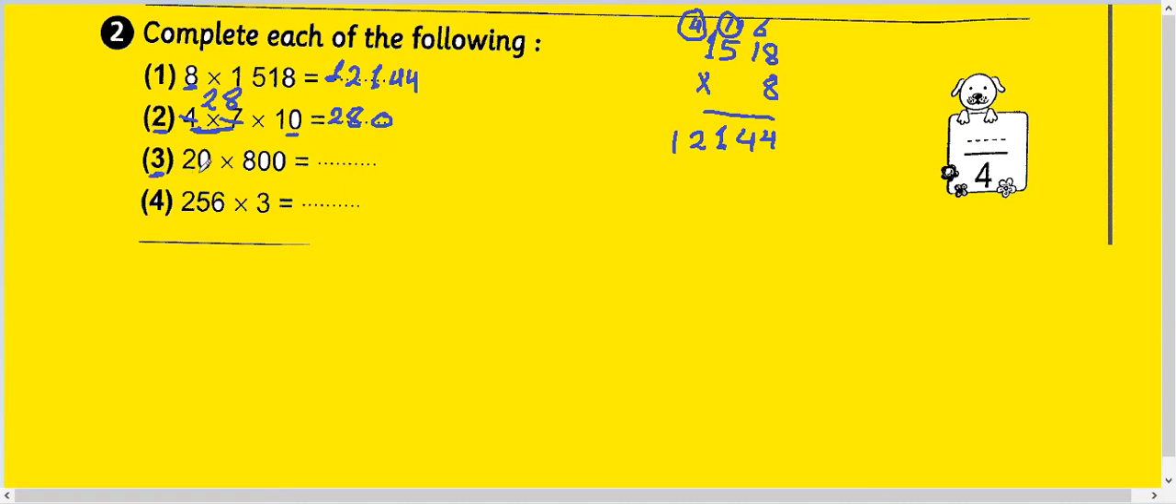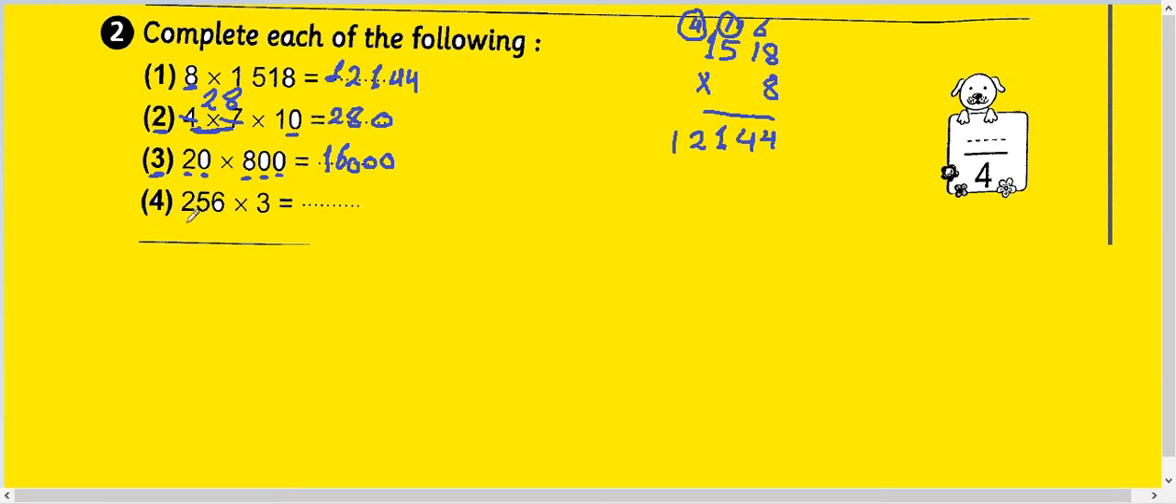Question number 3, he said 20 times 800. We'll count how many zeros. Here we have 1, 2, 3. Here we have 3 zeros, so write 3 zeros from the right side. After that we can say 2 times 8. 2 times 8 equals 16. So here 20 times 800 equals 16,000.